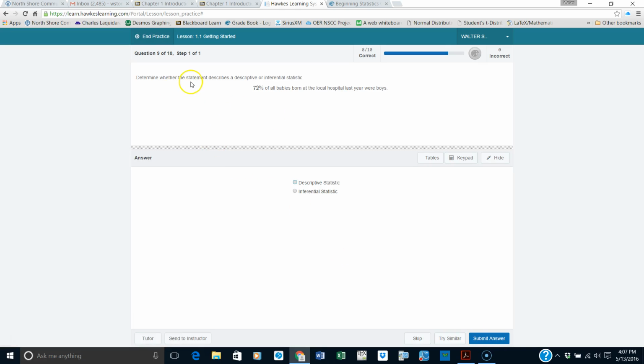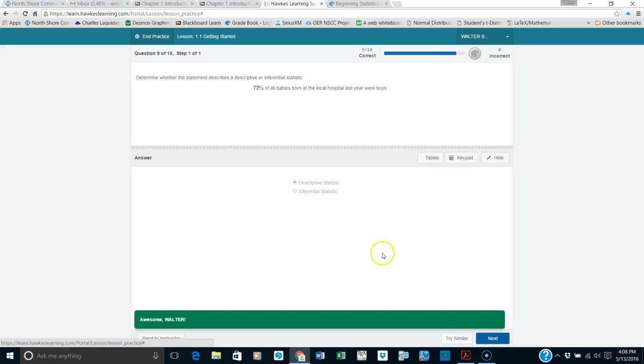And we want to look again, let's see if I can get this right this time, whether we have a descriptive or inferential statistic. So 72% of all babies born at the local hospital last year were boys. So it looks like we're describing the amount from the population. Let's see if it's a descriptive statistic. Okay, good. So that's describing the amount of babies born at the local hospital based on the population.